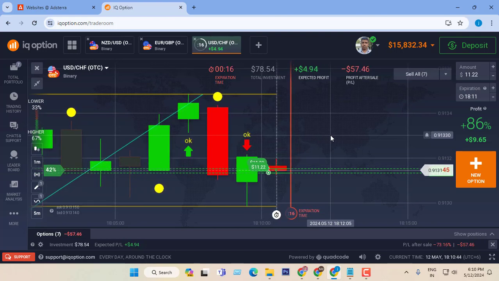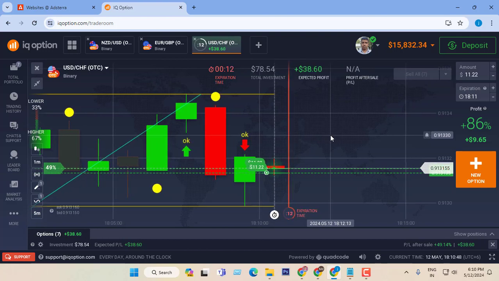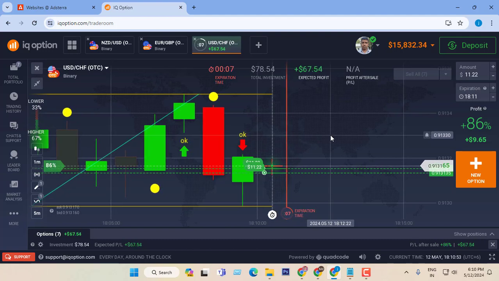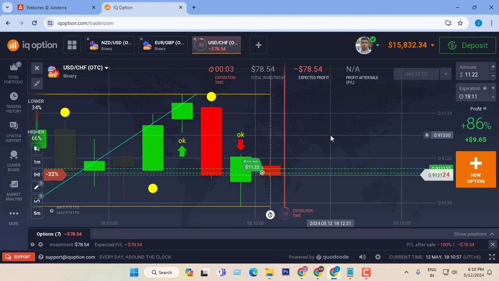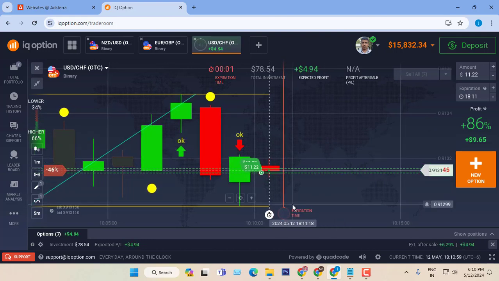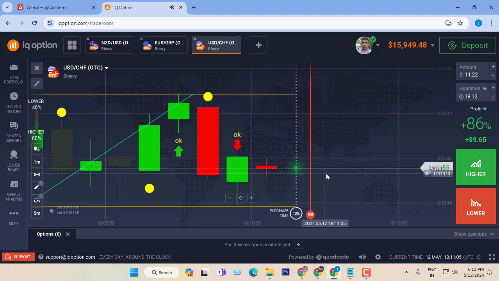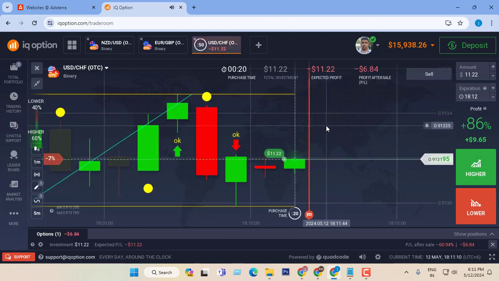Please follow price action and money management. Do not trade without price action. Okay, and this is an OTC market, a very risky market. Okay, profit, one loss and one profit, no problem. So I can go higher option.